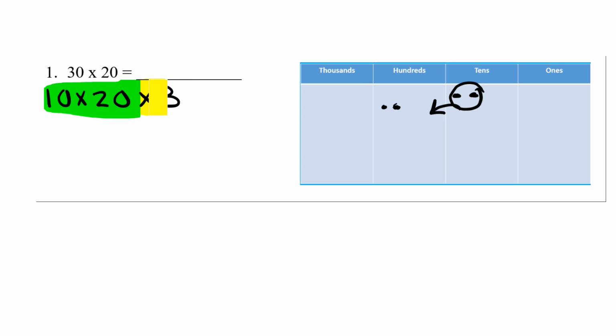Now all I have to do is multiply by 3. So I need 3 sets of 2 in total. So I will add. So I have 1 set of 2, 2 sets of 2, and 3 sets of 2. So I multiplied by 3. Now if I count up how many discs I have in the hundreds place, I have 2, 4, 6. So my final answer is 600.